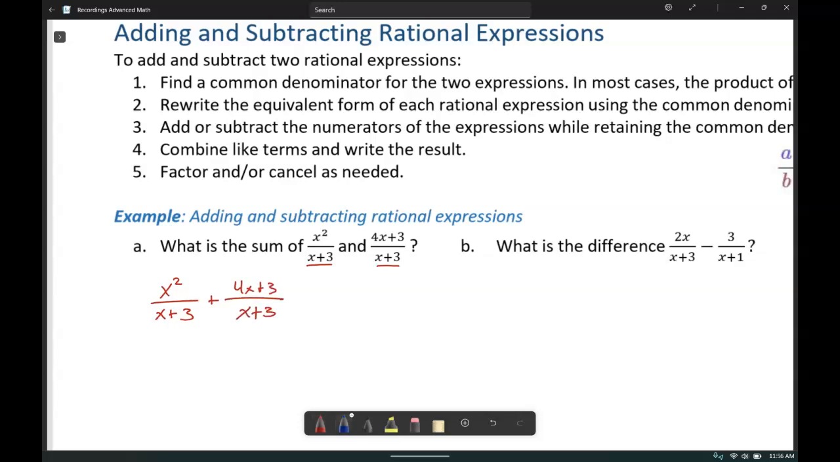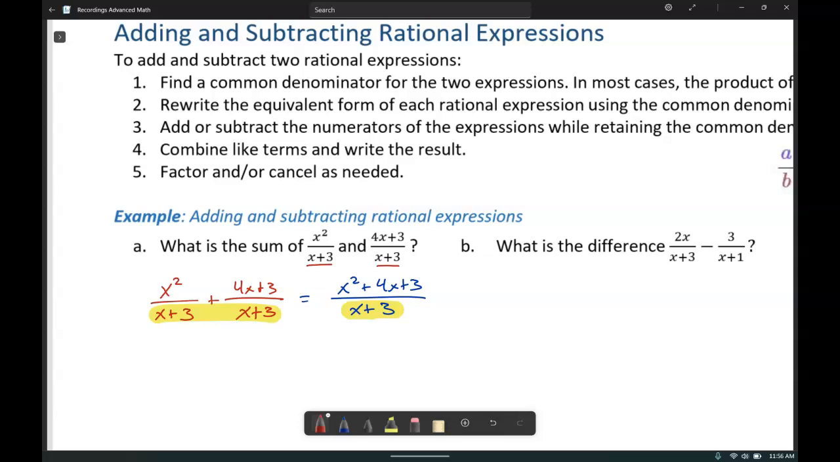plus 3. Since they have a common denominator, we can write the sum of the numerators over the common denominator. Notice how I only have x plus 3 once, because we're not adding the denominators together, we are just writing them as the common denominator. The denominator just represents the whole out of how many parts.